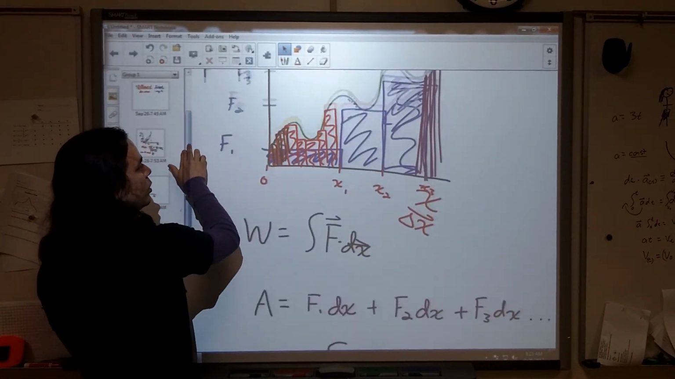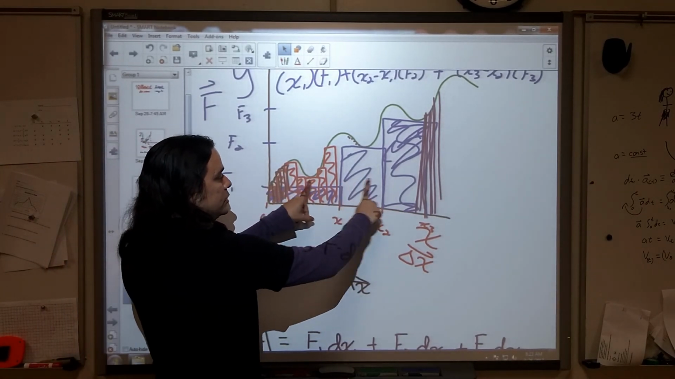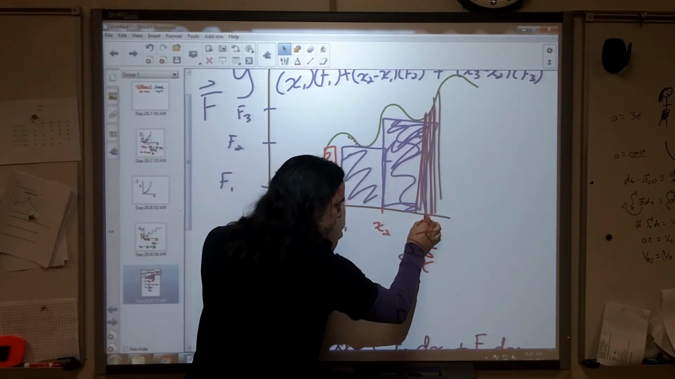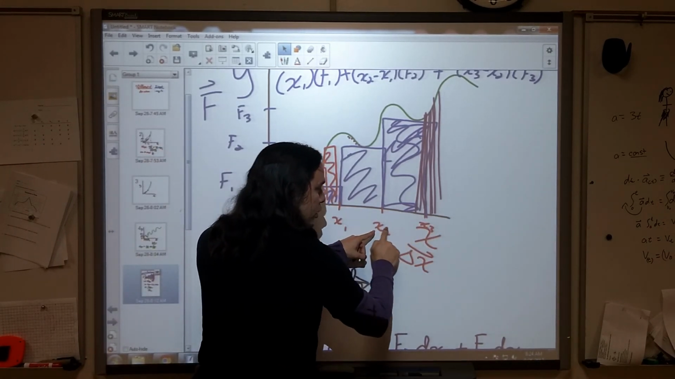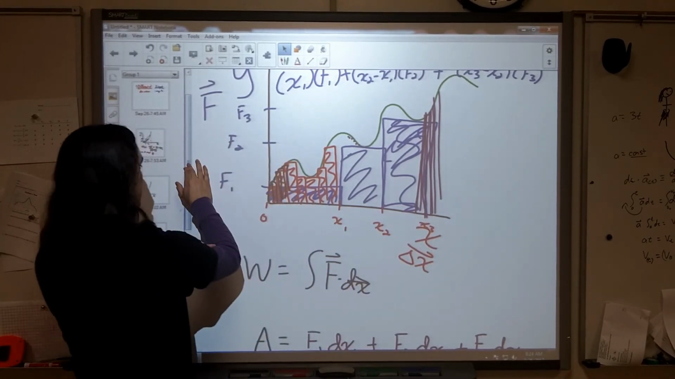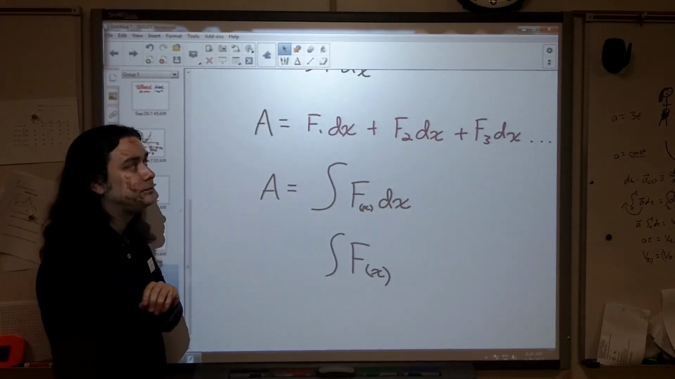Why is it there? Because what we're doing is to fill in the entire area, we're shrinking these rectangles down to smaller and smaller until their thickness is not x3 minus x2, but it is infinitely thin dx. All right.